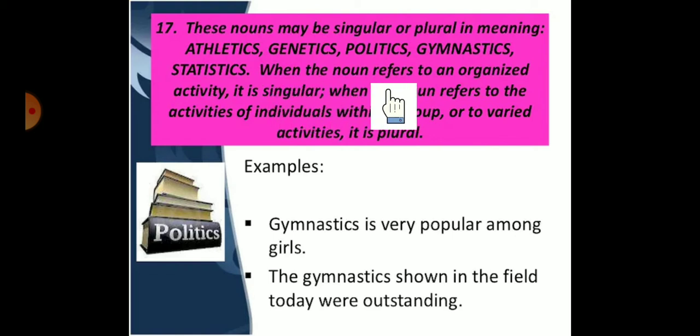When the noun refers to an organized activity, it is singular. When the noun refers to the activities of individuals within a group or to varied activities, it is plural. So students, read this rule carefully and understand as I am reading. With the help of examples, let's solve this rule. "Gymnastics is very popular among girls." So here gymnastics, athletics, genetics, politics, statistics: when these five words are used in a sentence, which form of the verb do we have to use behind these words?